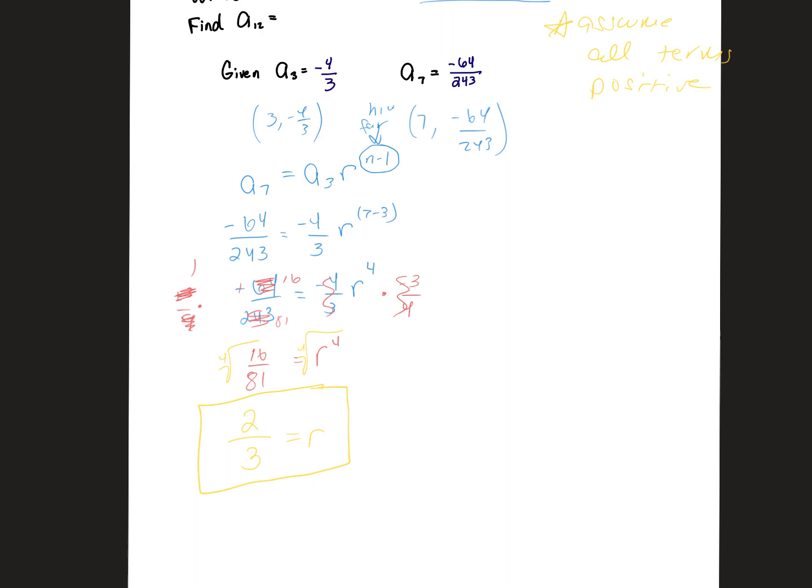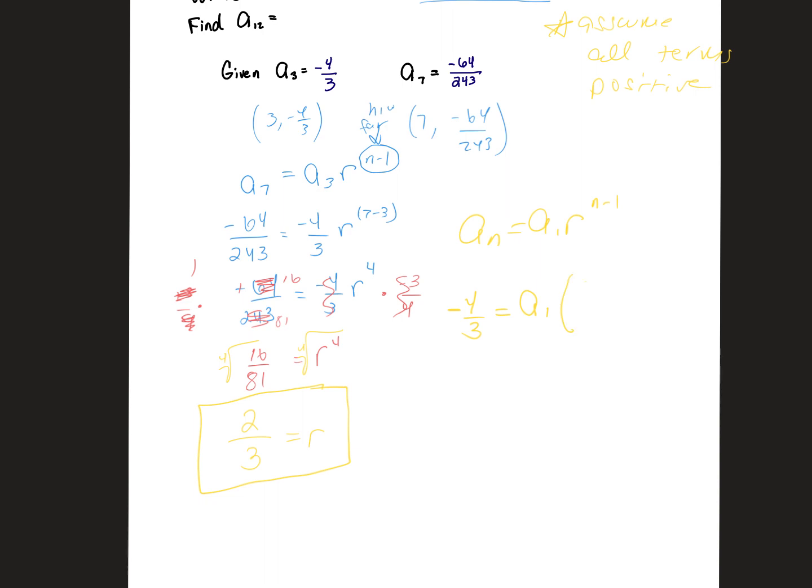So you guys now know what r equals. So now we're going to go back to how we figured out the first term when we had an arithmetic. I'm going to use the same formula: a sub n equals a sub 1 times r to the n minus 1. I can use either one that they gave me. They gave me the third term and the seventh term. I'm going to use the third because the number's smaller. So the third term they gave me was negative 4/3, right? Equals, I don't know what the first term is, but I do know what my r value is.